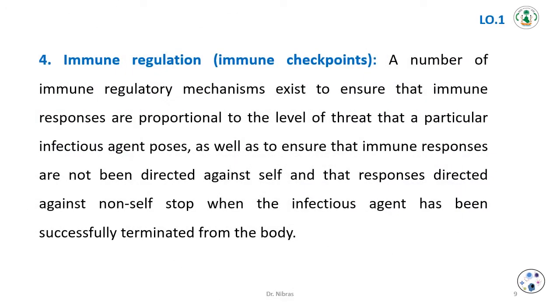The immune regulation, the immune checkpoints. A number of immune regulatory mechanisms exist to ensure that immune responses are proportional to the level of threat that a particular infectious agent possesses, as well as to ensure that immune responses are not directed against self, that responses are directed only against non-self, and that they stop when the infectious agent has been successfully eliminated from the body.